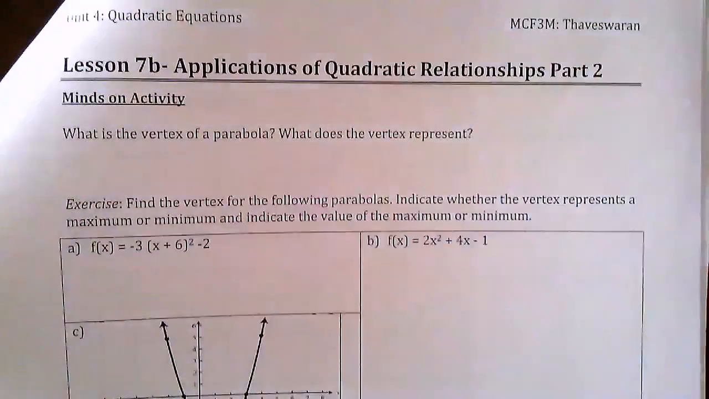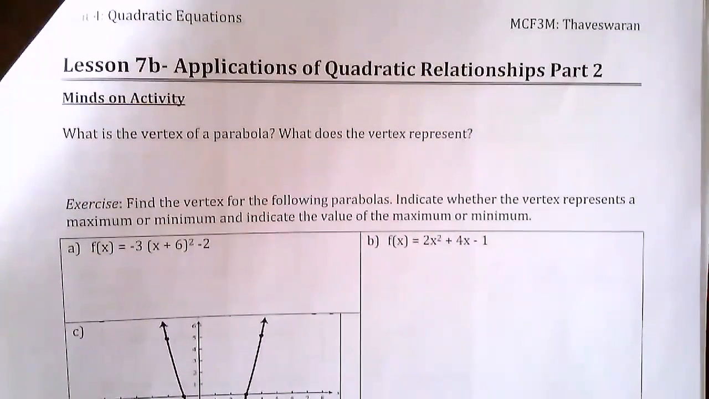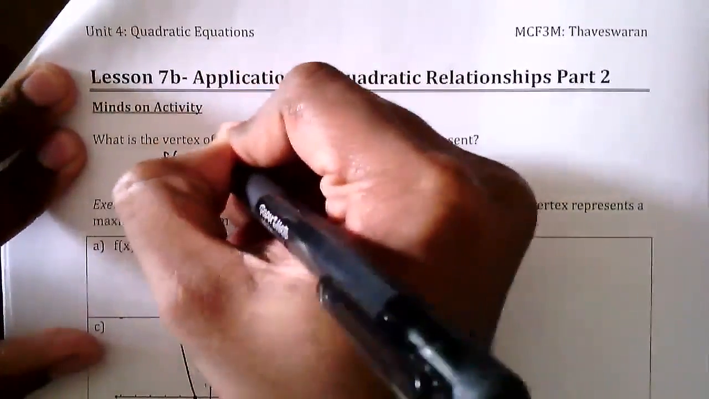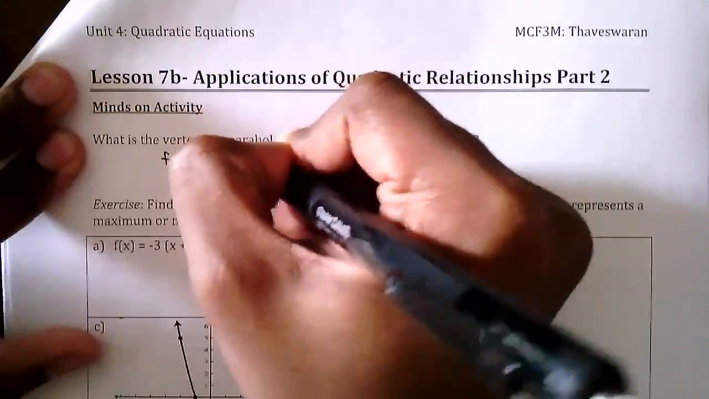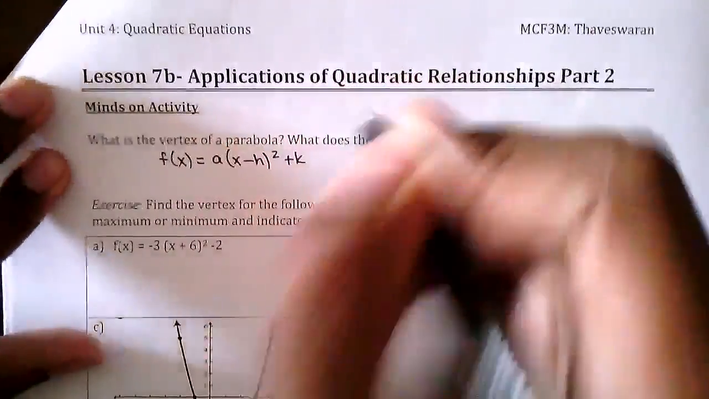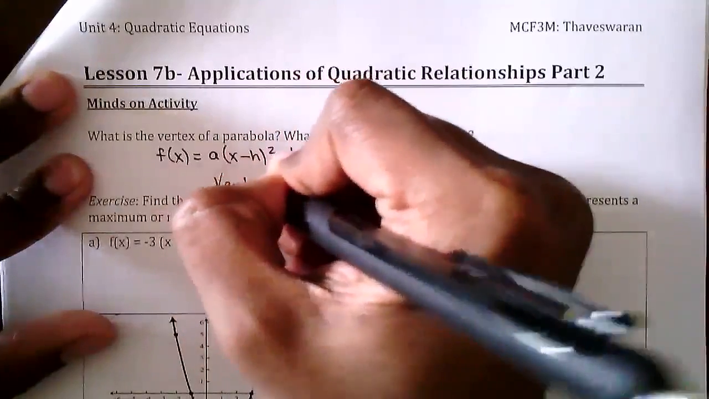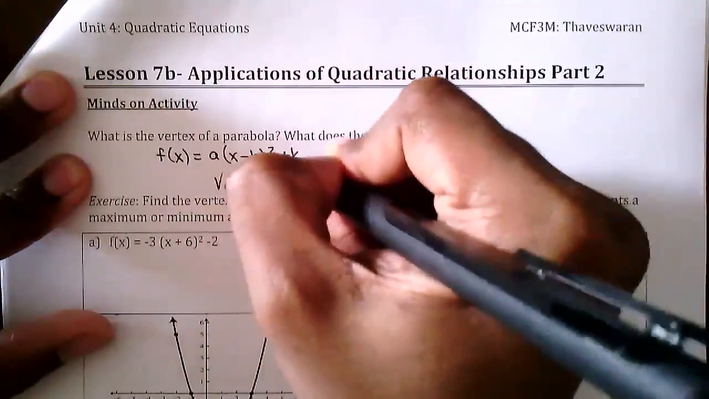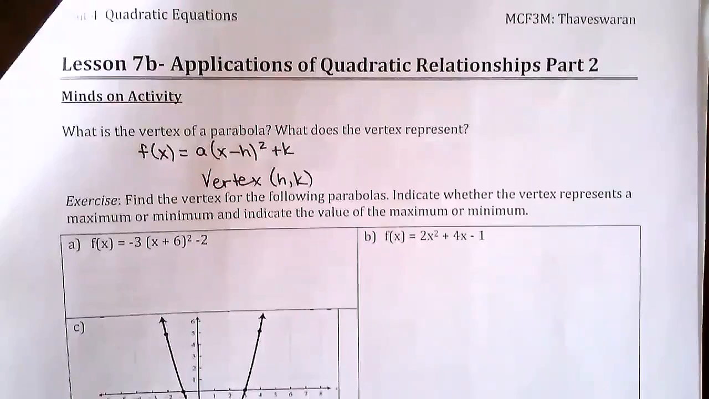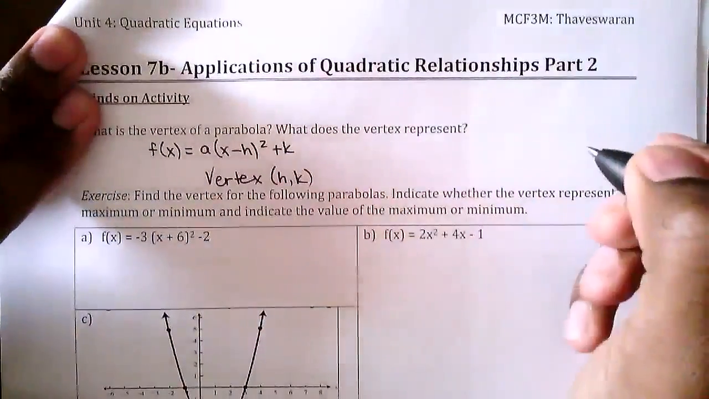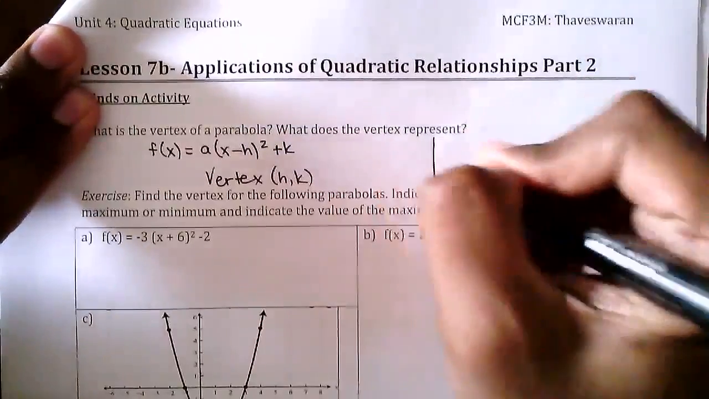In order to answer this, we're going to look at vertex form. So let's say we have f of x is equal to a(x minus h) squared plus k. Again, based on this formula, we know already that the vertex occurs at (h, k). This can represent one of two things. It can represent a maximum or a minimum value.